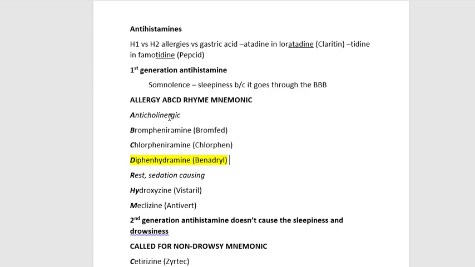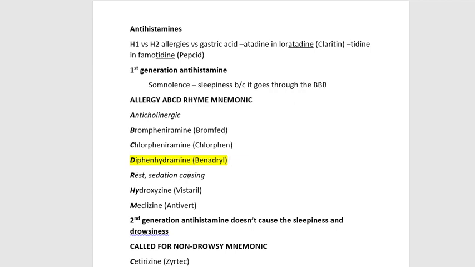And so A is for anticholinergic, the side effects that you would see, and that was the abduct mnemonic before. Brompheniramine, which is Bromfed, chlorpheniramine, which is Chlorphen, and diphenhydramine, which is Benadryl. Three medications that we'll see often for allergies, and these are first-generation drugs, so they make them sleepy. And that's where the rhyme comes in.